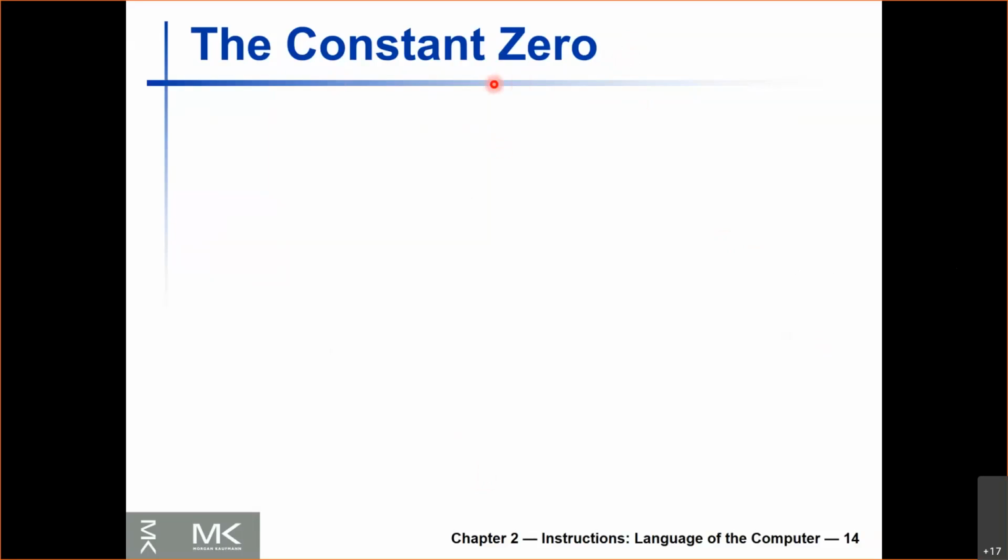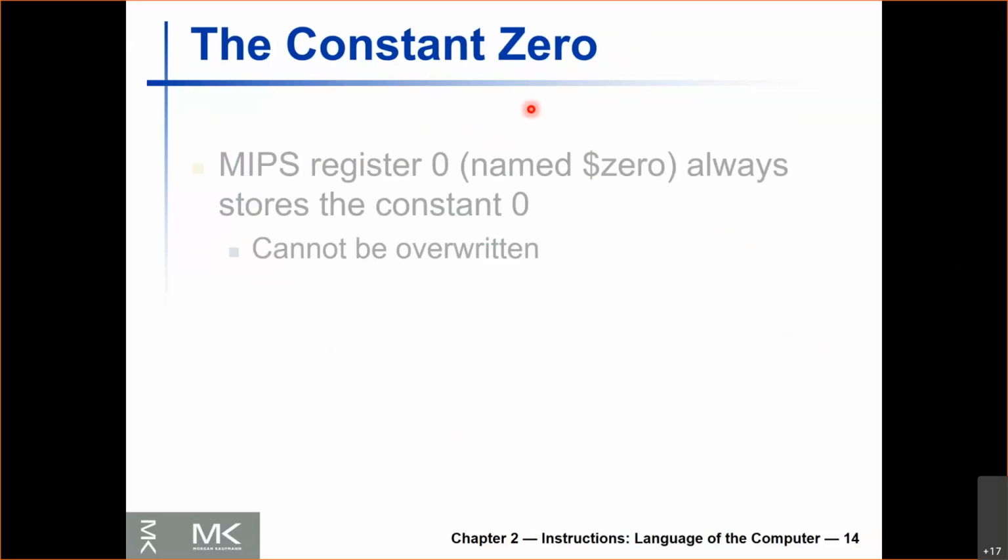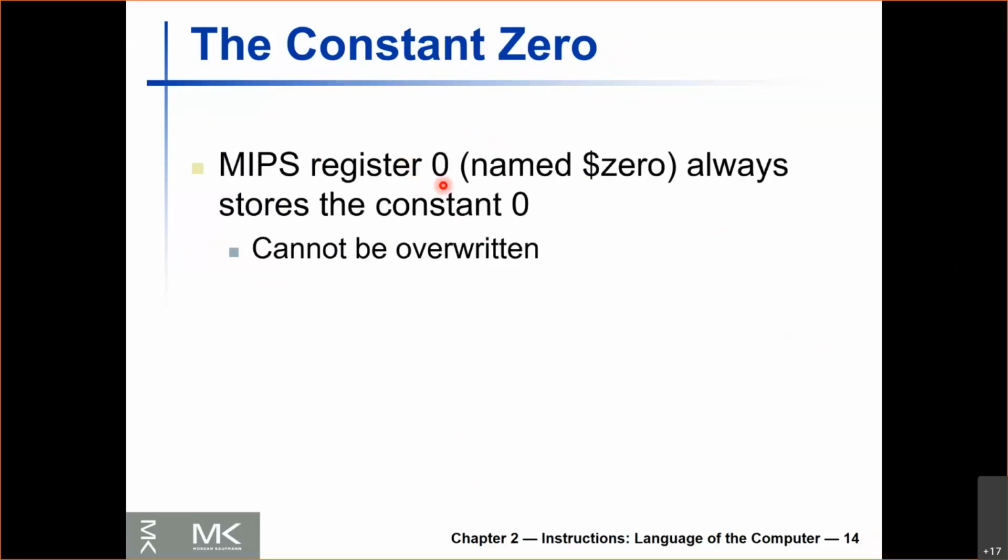So here, the constant 0. 0 is a very important number. We use it in a lot of places. And because of that, MIPS actually has a register 0, and the name of that register is 0. The special thing about this register is that it always stores the constant 0. We cannot write to it. If we write to it, it doesn't change the value of the register. The value of this register is always 0, and it cannot be overridden.